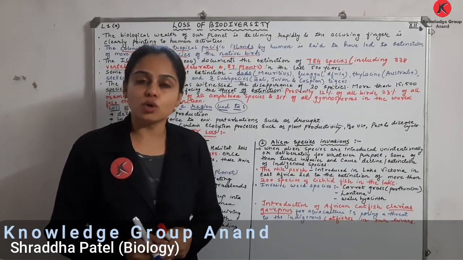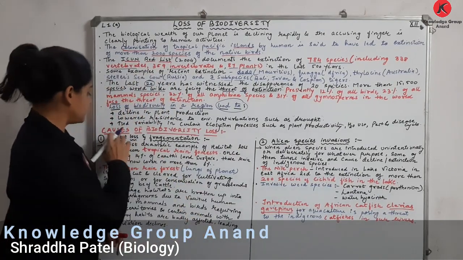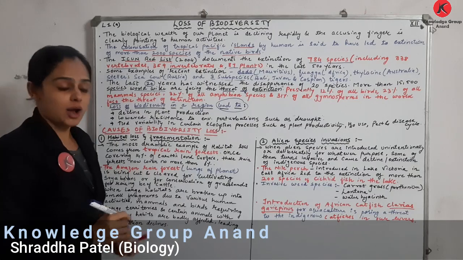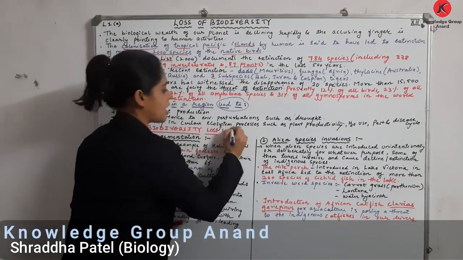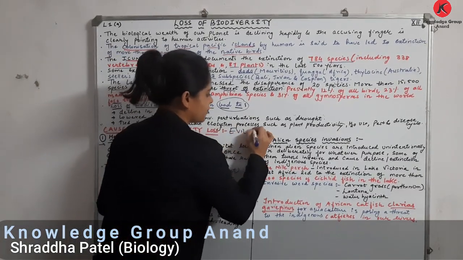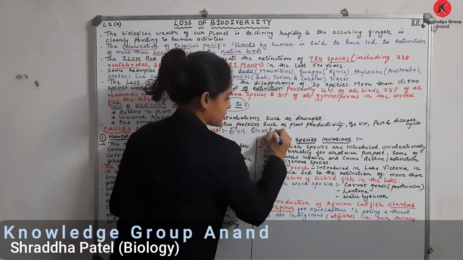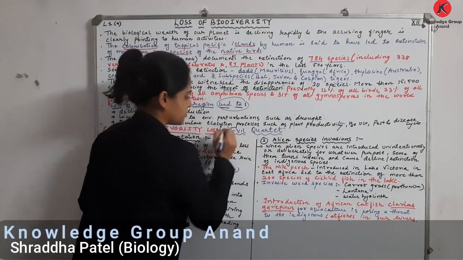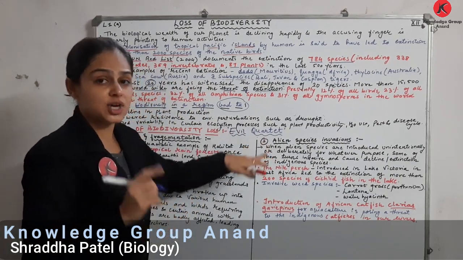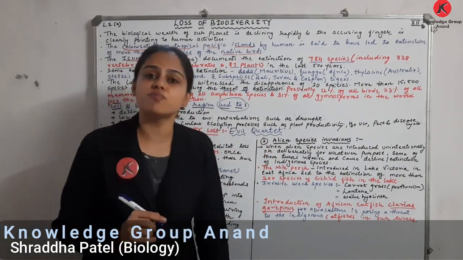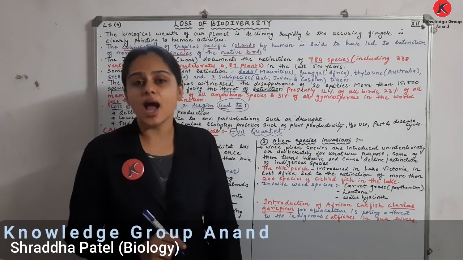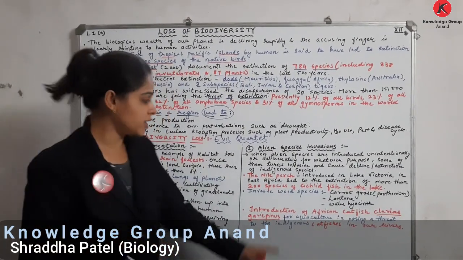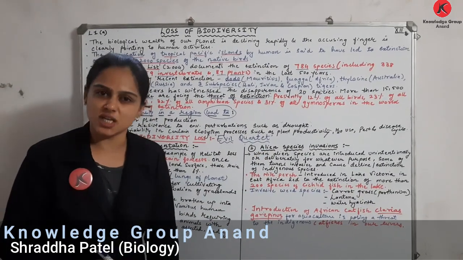These are the four main important factors that cause loss of biodiversity, and this is called the Evil Quartet. What is it called? The Evil Quartet. It means four factors which are responsible for causing loss of biodiversity. Once again, they are habitat loss and fragmentation, co-extinction, overexploitation and alien species invasion.